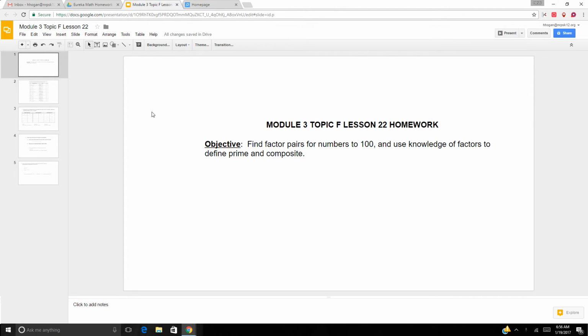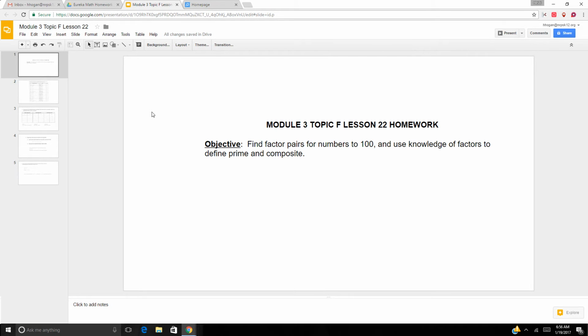So again, it's important to know your math facts because it helps you in all different aspects of math, but also in life in general. So it's important to know your facts pretty fluently so that you're able to access them quickly.